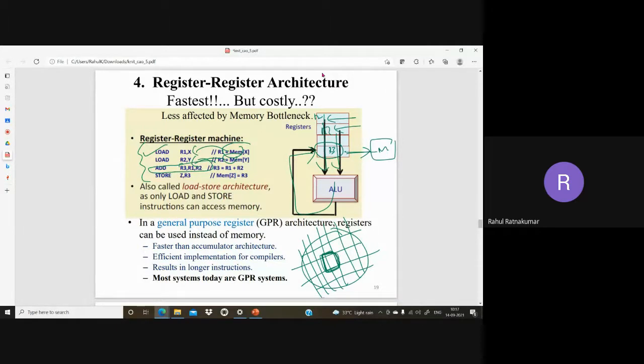This is faster, and compared to a stack, efficient implementation is also possible using compilers or high level languages. The result is longer instructions, yeah, because add R1, R2, R3 is lengthier. So most systems today use GPR because of their efficiency and easier programming, even though compilers are complicated. Advanced compilers are available, so we can do it.